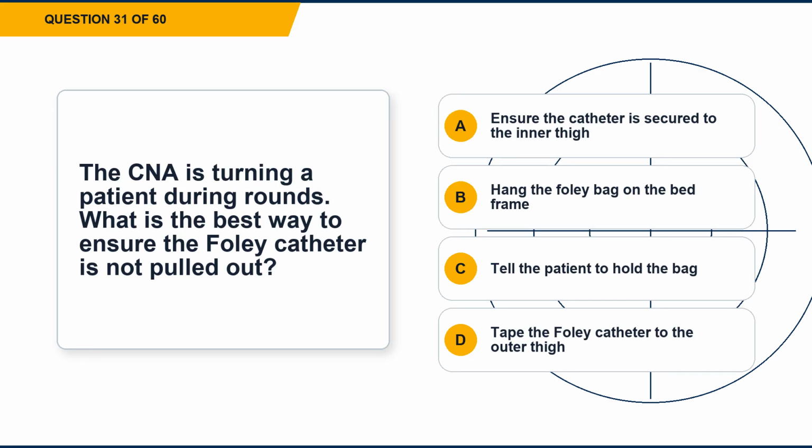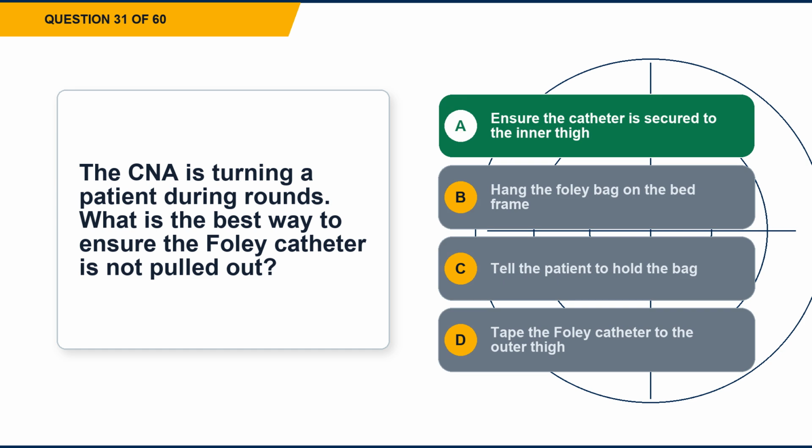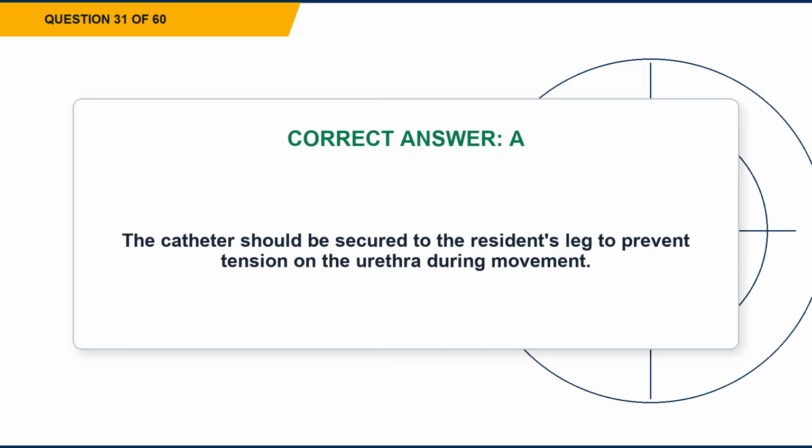Question 31. The CNA is turning a patient during rounds. What is the best way to ensure the Foley catheter is not pulled out? Option A, ensure the catheter is secured to the inner thigh. Option B, hang the Foley bag on the bed frame. Option C, tell the patient to hold the bag. Option D, tape the Foley catheter to the outer thigh. The correct answer is option A, ensure the catheter is secured to the inner thigh. Explanation. The catheter should be secured to the resident's leg to prevent tension on the urethra during movement.